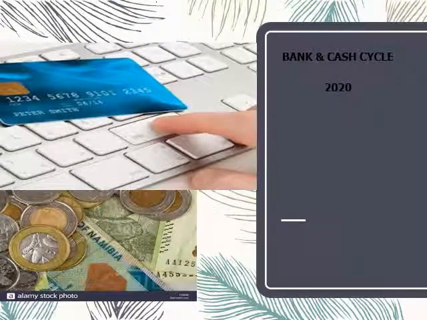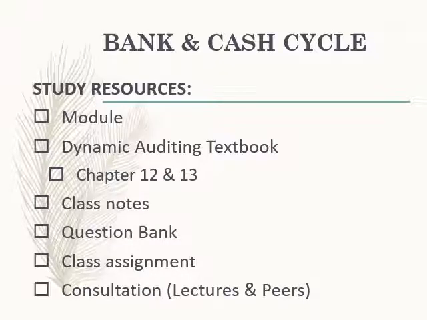So we're looking at the bank and cash cycle today. Okay, once again, you have your study resources. Do remember that you also have the textbook, although the textbook chapters 12 and 13 are not specifically divided into audit evidence per the different cycles.